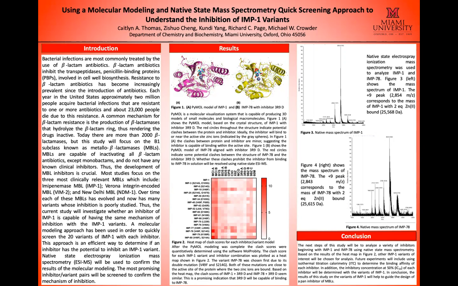One way bacteria become resistant to beta-lactam antibiotics is through the production of beta-lactamases. Beta-lactamases are capable of hydrolyzing the beta-lactam bond, which renders the beta-lactam antibiotic inactive. This study will focus on a subgroup of the beta-lactamases called metallo-beta-lactamases, or MBLs for short.